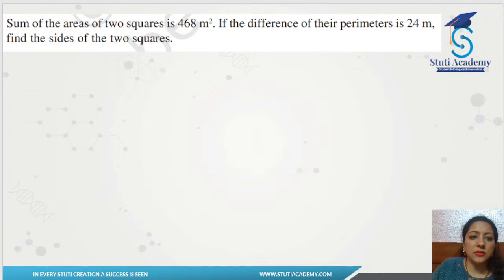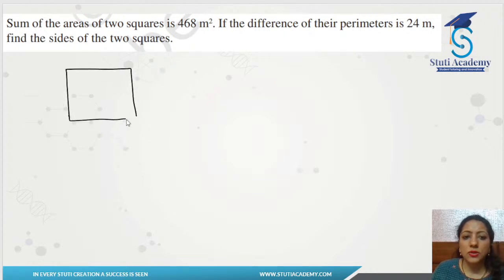Let us take the squares here. We have two squares, a bigger one and a smaller one. So let us take the bigger square with the side of the square as x. For the smaller one, let us take the side of the square as y.